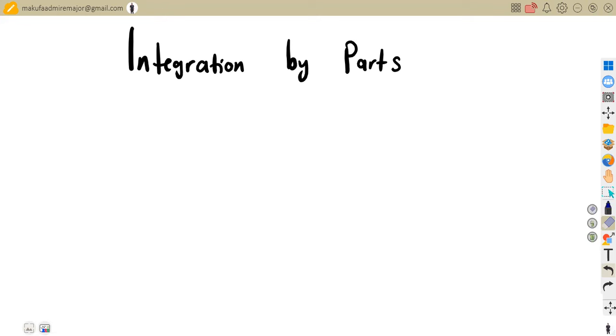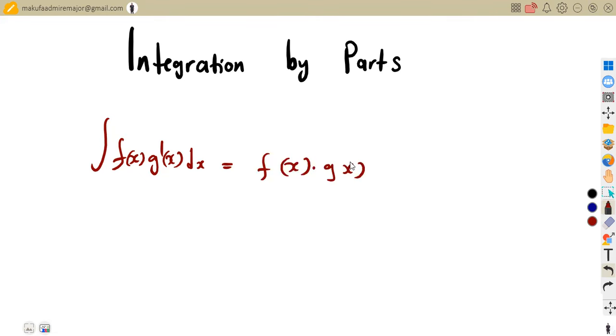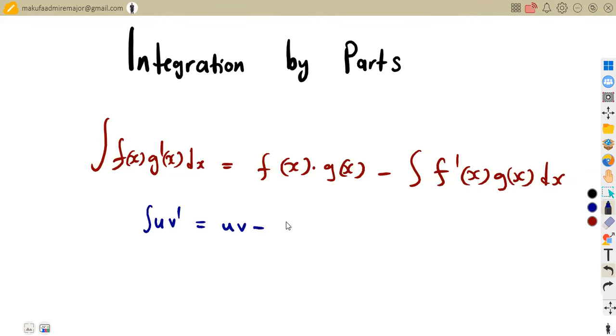We are given the formula to apply from our formula sheet, which states that the integral of f of x times g prime x with respect to x is equivalent to f of x times g of x, minus the integral of f prime x times g of x with respect to x. I will explain this formula, which can be given in short as the integral of u times the first derivative of v is equal to uv minus the integral of v times the first derivative of u. That is one and the same thing.